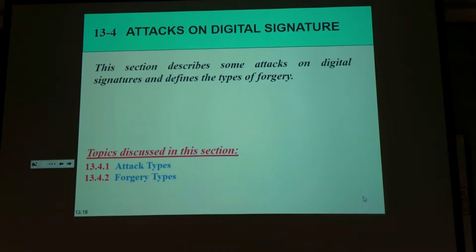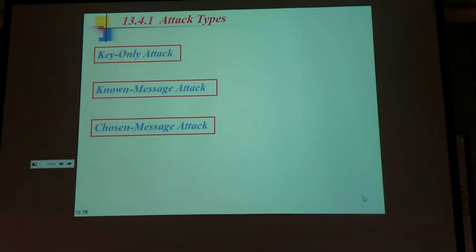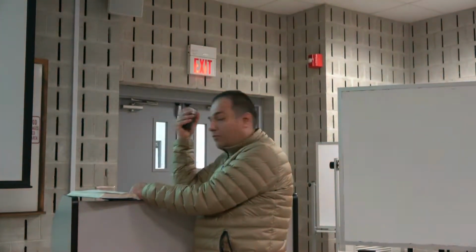So there are three kinds of attacks. There is key only, known message, and chosen message attack. So in the key only attack, for example, Eve has access only to public information released by Alice. Eve is always, even in our examples, the bad person. Alice is a good sender, Bob is a good receiver, Eve is a bad person.